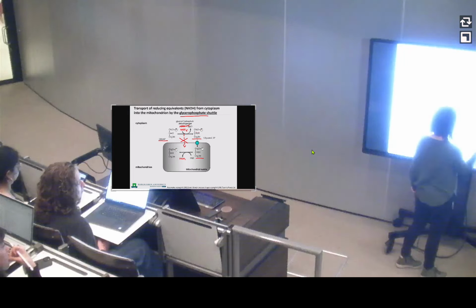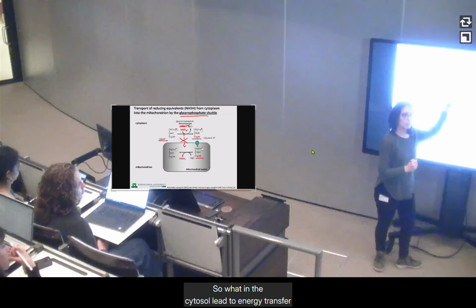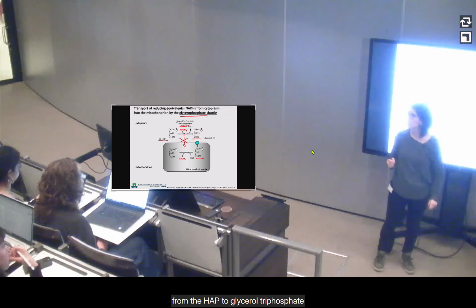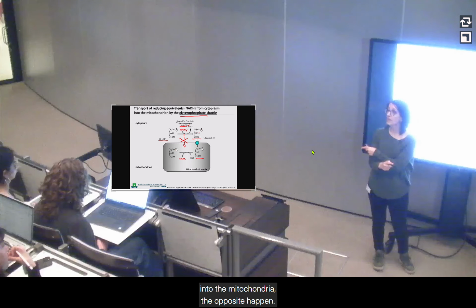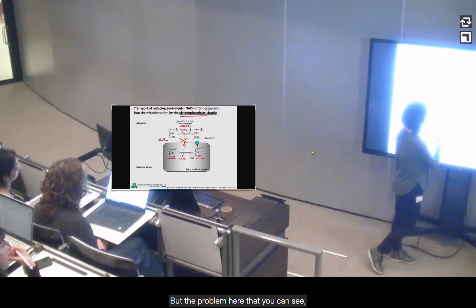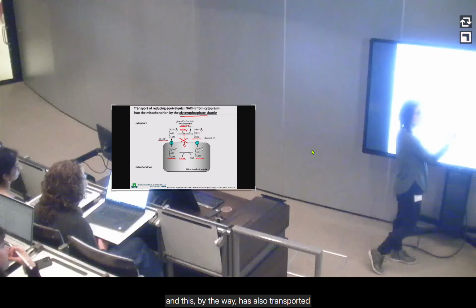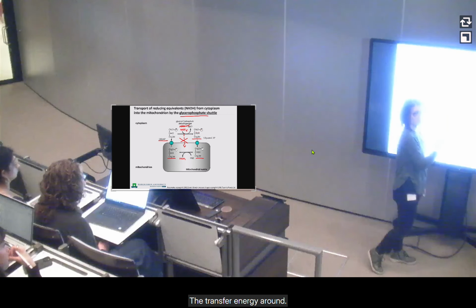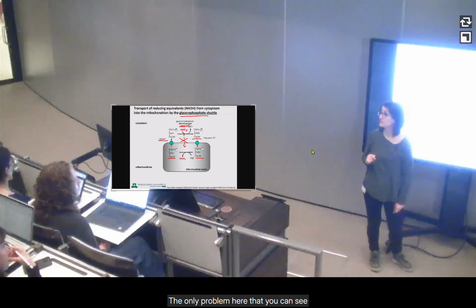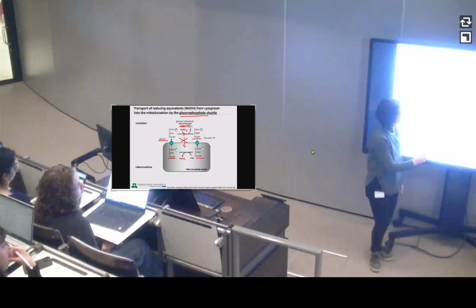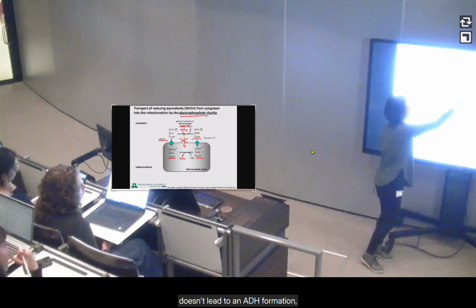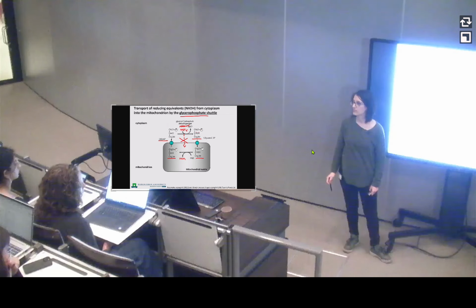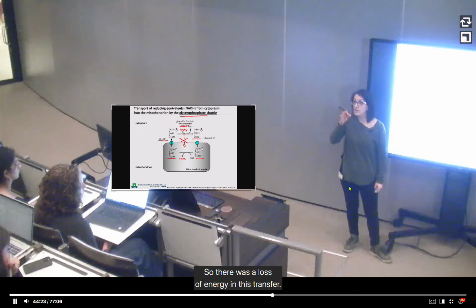And when it's inside, the opposite reaction happens. What in the cytosol led to energy transfer from DHAP to glycerol phosphate, in the mitochondria the opposite happens. By the way, this has a transporter that can be recycled, so these molecules don't change. It's just a pool of carriers that transfer energy around. The only problem with this specific shuttle is that the reverse reaction in the mitochondria doesn't lead to NADH formation, but to FADH2 formation. So there was a loss of energy in this transfer.